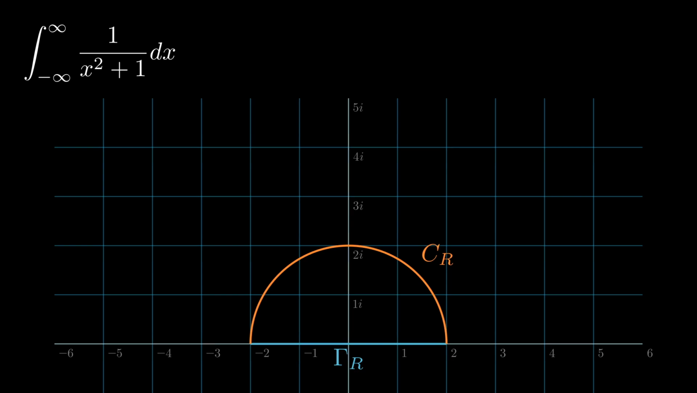It consists of two parts, a flat segment between minus R and R, and a curved arc making a semicircle in the upper half plane. Our function, 1 over z squared plus 1, has a pole at i and negative i. But we notice that only the pole at i matters for this integral. Why? Because there is only a pole at z equal to i inside the contour, the other one is outside. So we can compute the integral over this contour by residue, and that's when the magic happens.